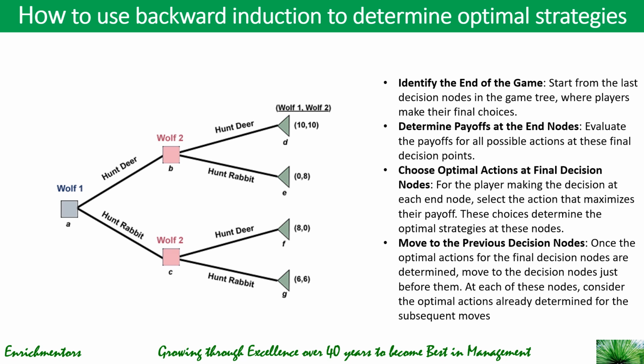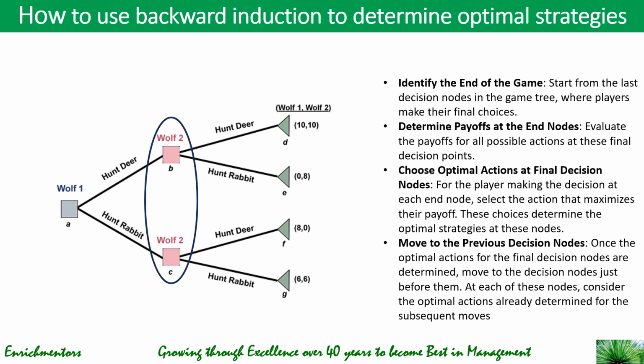So, in this example, let's walk through this also. There is a wolf 1, there is a wolf 2. Both have two options: hunt deer, hunt rabbit. And there are payoffs for wolf 1 and wolf 2 as you see here. So if you were to solve this game using backward induction, what do you do?